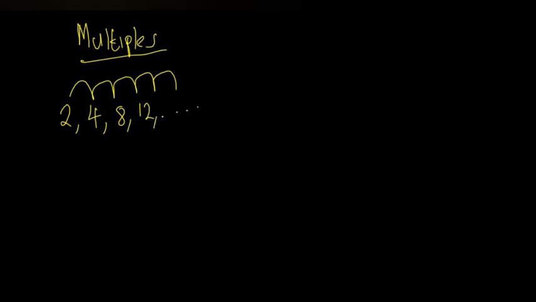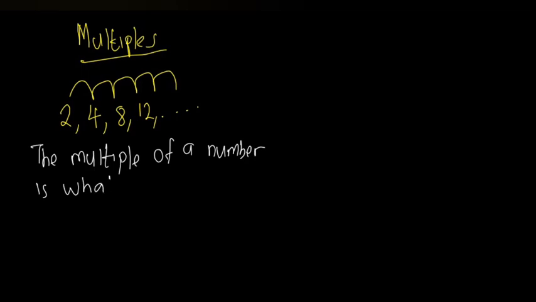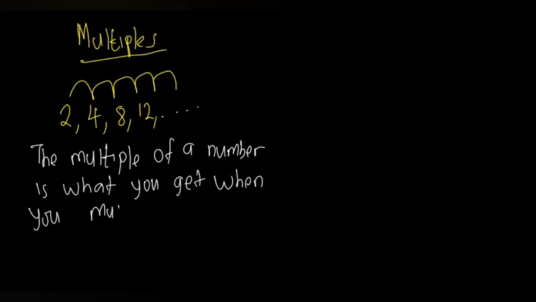So multiples of a number. So what's the definition of multiple? We can say that the multiple of a number is what you get when you multiply it by 1, 2, 3, 4, and so on and so forth.